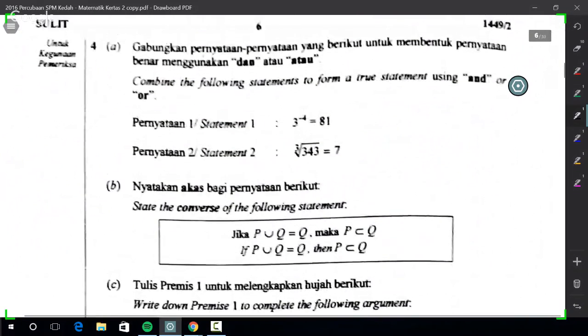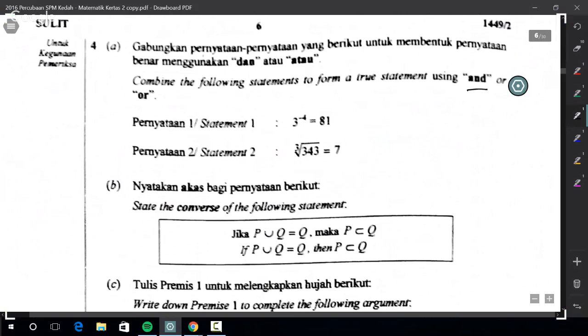Okay. Combine the following statements to form a true statement using AND or OR. So you can either use AND or OR to make it into the true statement. All right, so let's have a look at the first one. 3 power of -4. 3 power of -4, I say whenever you see negative, negative actually means 1 over.